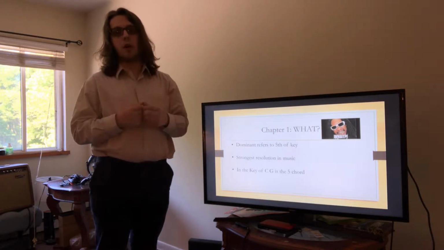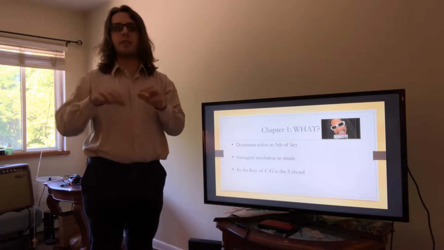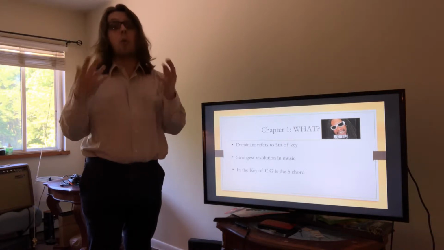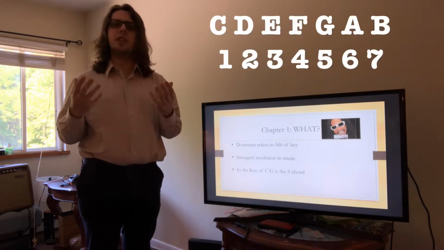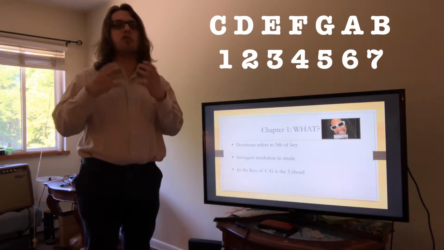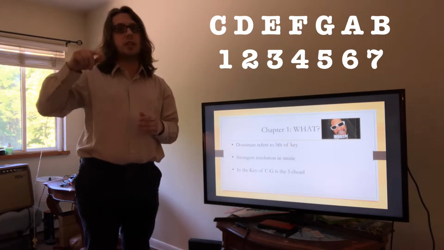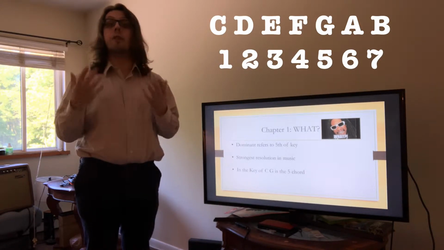So the dominant chord is a chord based around the 5th scale degree in the key. What is all of that? So in the key of C, we'd have a chord based around G, right? Because C, D, E, F, G, that's our 5th.